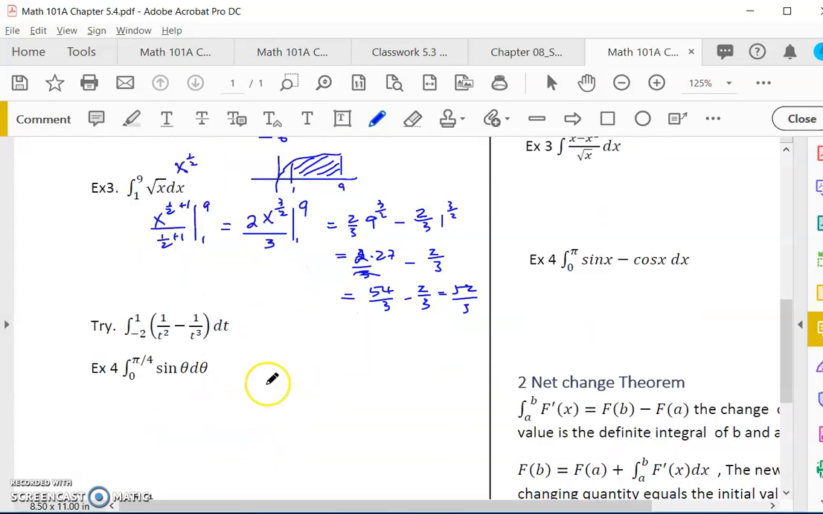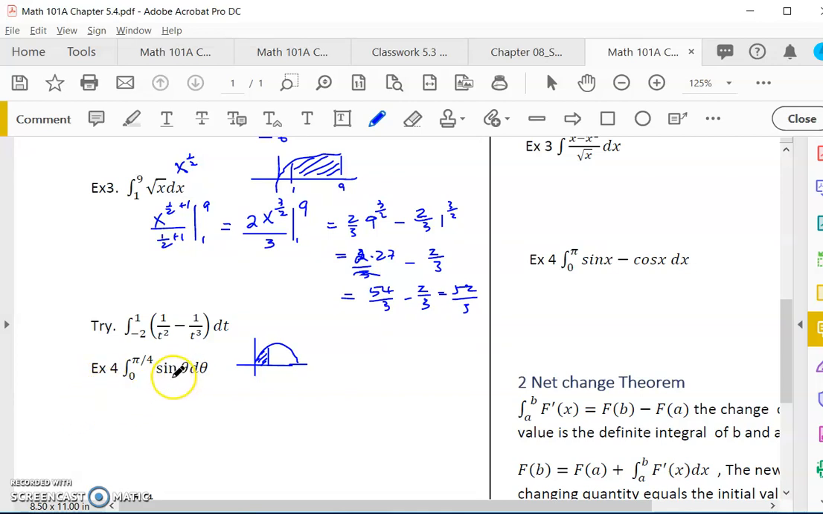I have a question that you can try in class. And then the next one is a trig function: the area of sine, which looks like that, but from 0 to pi over 4. I want to find this area. Of course, this is not available even with a Riemann sum. So the only way you can do it now is with the antiderivative method, the fundamental theorem of calculus part 2.